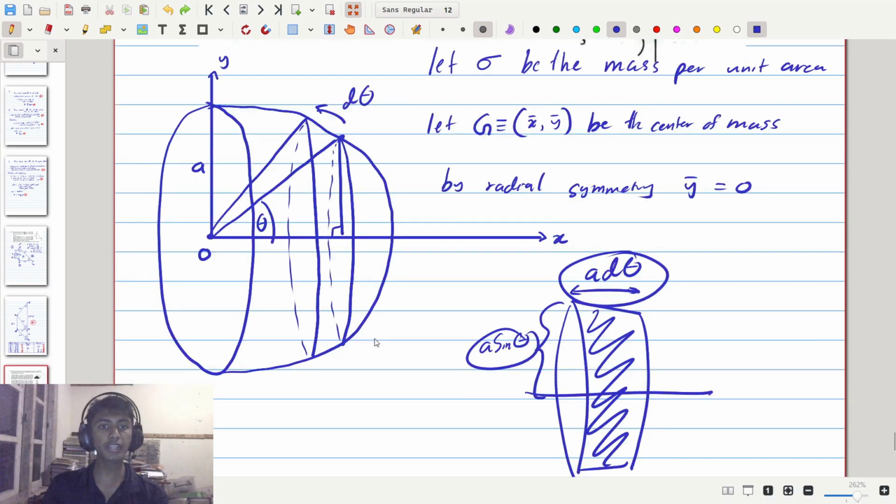Now considering the center of mass of the little ring, since the little ring is radially symmetrical, the y coordinate of the center of mass is going to be 0. But considering the x coordinate of the center of mass, it is going to be this much distance from the origin, and based on this triangle, if the hypotenuse here is a, then the distance here is a cosine theta. So therefore the x coordinate of the center of mass of this little ring is a cosine theta.